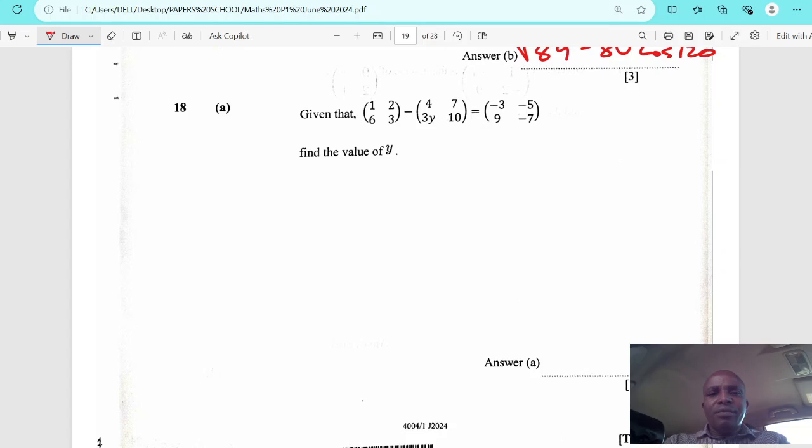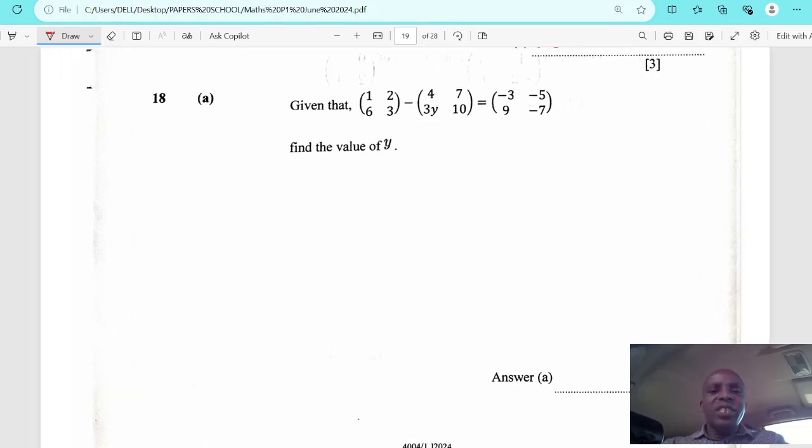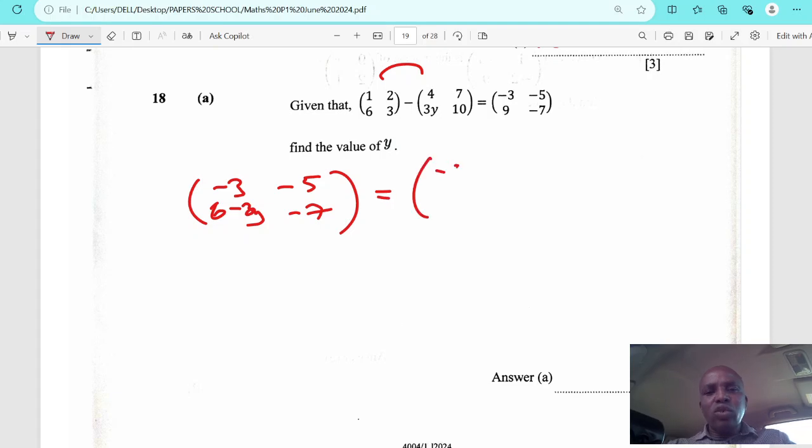Next, 18. Given that we have these matrices, find the value of y. First thing, combine this side. So it will be 1 minus 4 is minus 3, 2 minus 7 is minus 5, and 6 minus 3y. It's just 6 minus 3y. Then 3 minus 10 is minus 7. Then it's equal to minus 3, minus 5, 9, and minus 7.